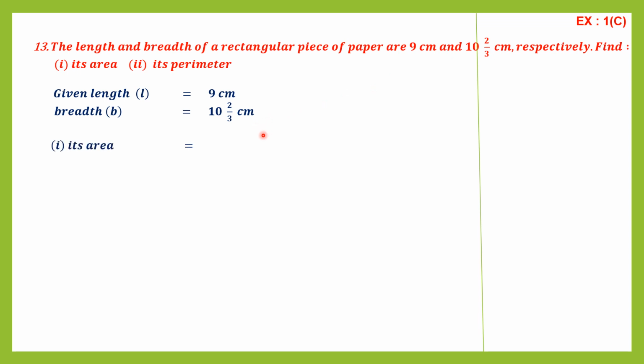Now to find first its area, what is the formula to find the area of a rectangle? The formula is length into breadth. So length is 9 centimeters into breadth, which is 10 by 3 centimeters. Now let's multiply the numbers, 9 into 10 by 3. Let's convert this to an improper fraction. 3 tens are 30 plus 2 is 32. So this is 32 by 3.